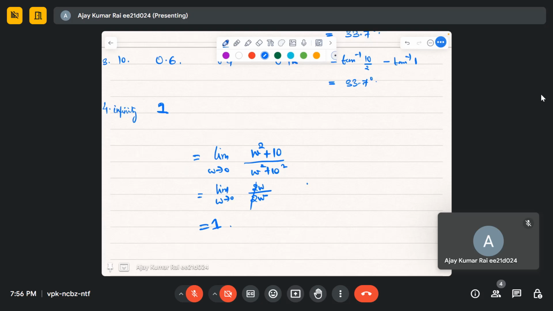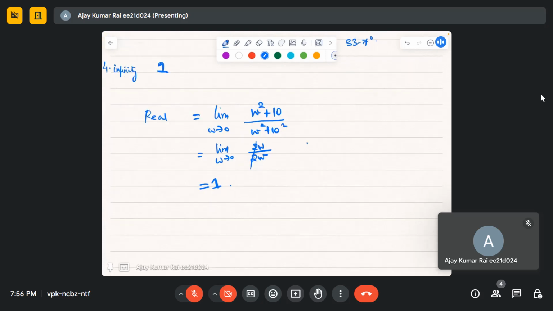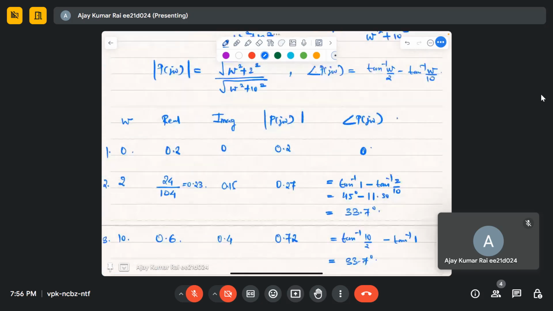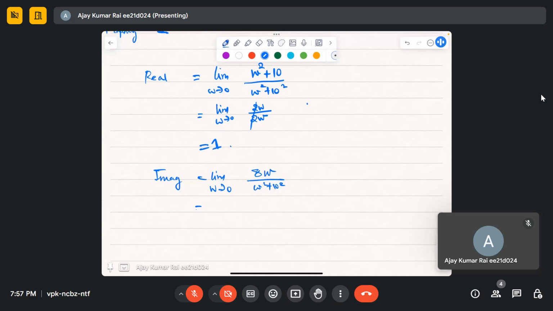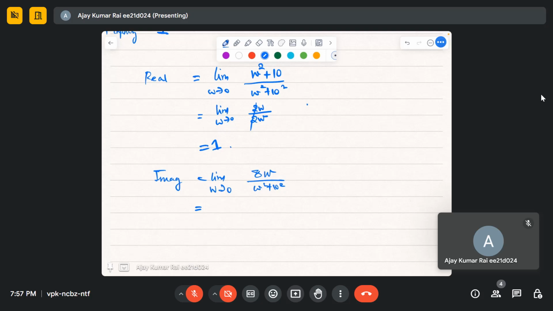So this is the real part. Okay, if you take the imaginary part, what you want to find out is 8 omega into omega square plus 10 square, if I'm correct. Okay, so here you're neglecting it, or directly you can put the limits.